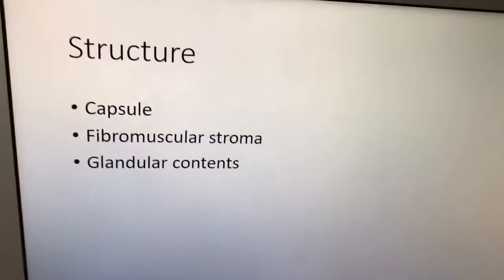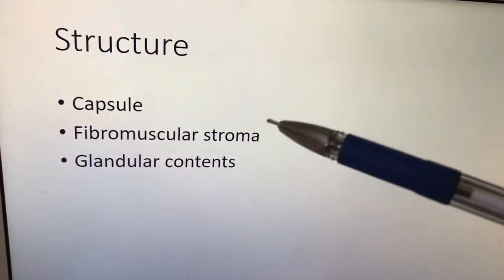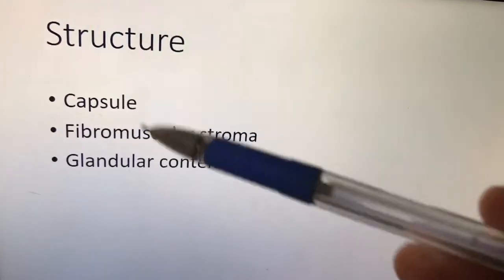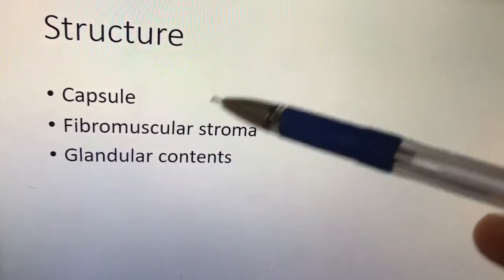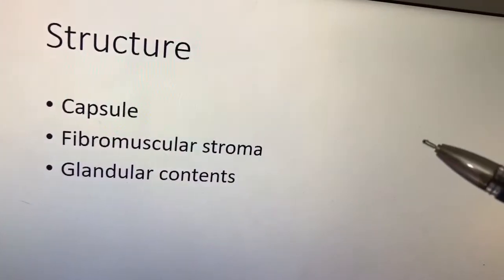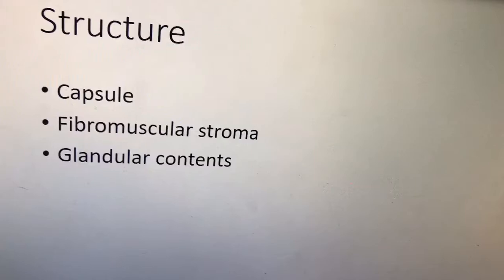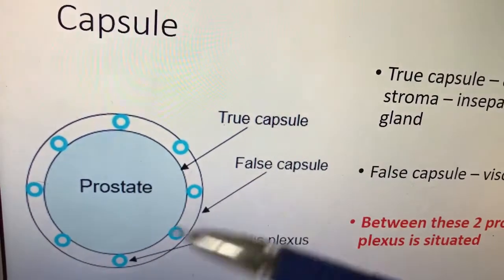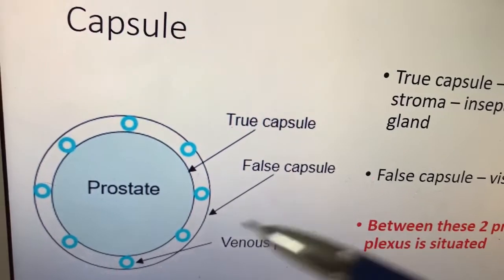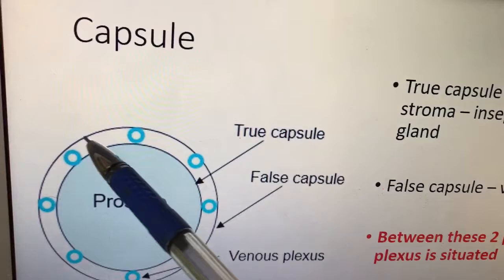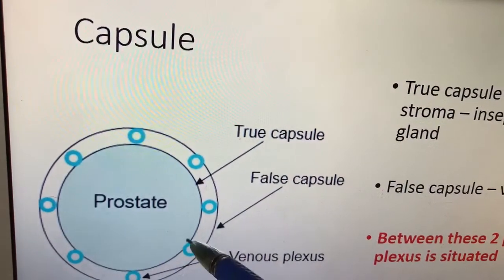And then last, about the structure of the prostate. The outer covering of the prostate is called the capsule, and inside you will have the fibromuscular stroma, and inside that the prostate is a gland. It secretes fluid, so you have glandular contents. So number one is the prostate's own condensation. The prostatic tissue itself forms a true capsule around the prostate. This blue color indicates the prostate. The own condensation is called the true capsule.